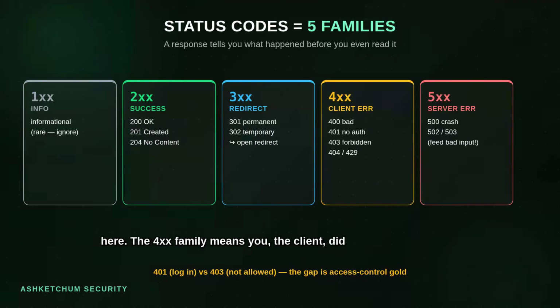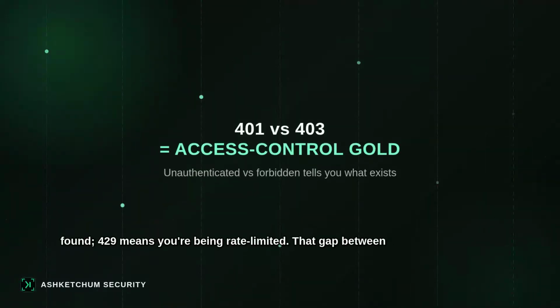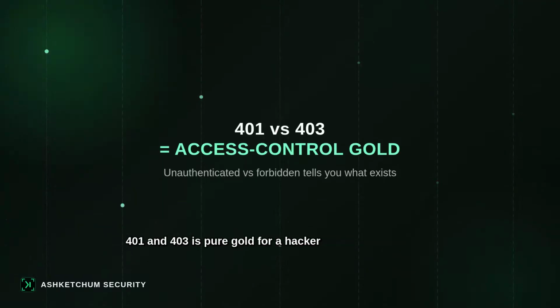live right here. The 4xx family means you, the client, did something wrong, 400 is a bad request, 401 means unauthenticated, you need to log in, 403 means forbidden, you're logged in but not allowed, 404 means not found, 429 means you're being rate limited. That gap between 401 and 403 is pure gold for a hacker probing access controls. And the 5xx family means the server broke, 500 is a generic crash, often triggered by unexpected input, which is exactly what you're feeding it, 502 and 503 point to gateway and availability issues. Read status codes as feedback, and the app starts telling you where its soft spots are.